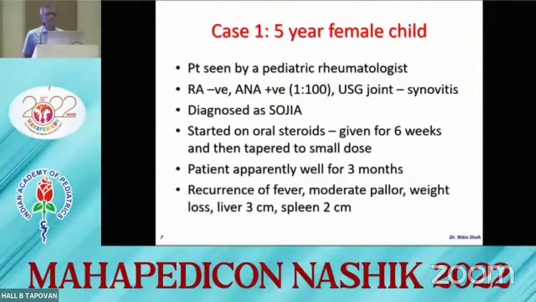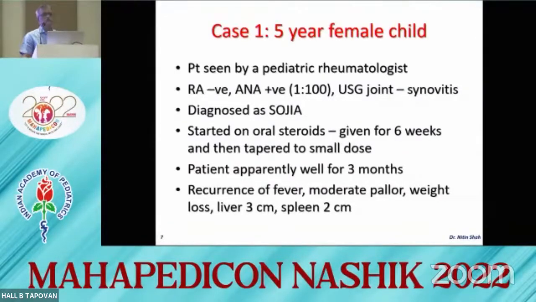Patient is seen by a pediatric rheumatologist. So he goes, of course, well child, high ESR, go to rheumatologist. So he orders for RA, ANA, and he asks for ultrasound joint. It shows there is some synovitis. His ANA is positive. He diagnoses SOJIA, or we learned today, we dropped that word O, it is SAJIA. Okay, started on oral steroids, given for 6 weeks and then tapered to small dose to maintain the child symptom free. Patient apparently well for 3 months.